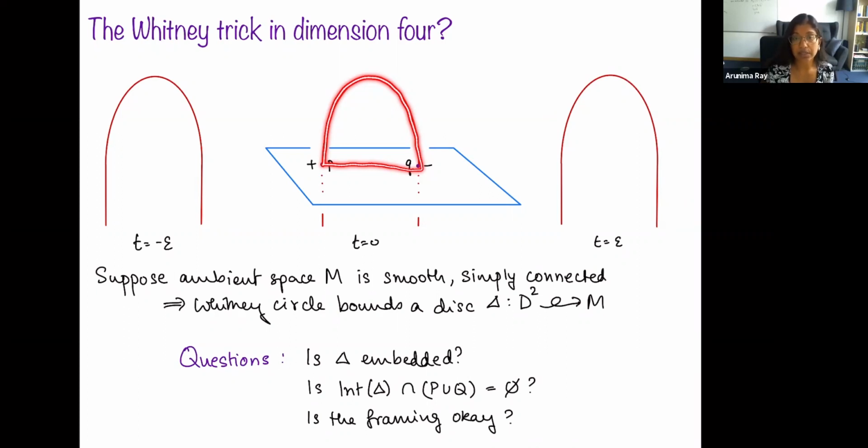I need to know that the interior of the disk lies in the complement of P and Q, so that when I do my isotopy, I actually remove the 2 points of intersection and I don't get any new ones. And then lastly, there's a question here about framing, because remember, I took the Whitney disk and I pushed it off of itself to get 2 copies. So whenever I do something like that, framing becomes a question you have to think about.